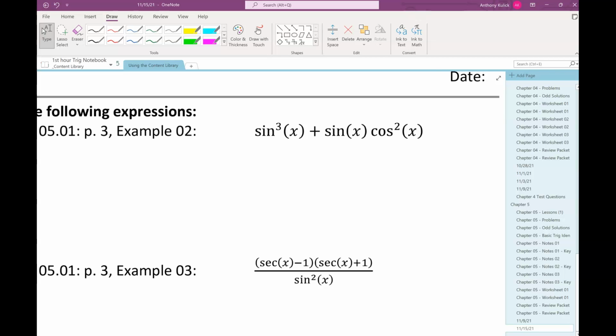Okay. So if I take a look at the first example, typically the first thing I look for is, is there anything algebraic I can do? So that's what I'm going to look for first. Here we have sine cubed x plus sine x times cosine squared x. Is there anything algebraic I can do? Is there any factoring or foiling or common denominators or reducing or anything like that I can do here?